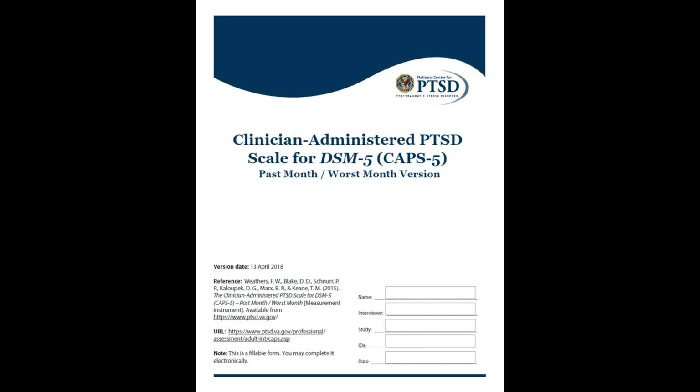Also, as mentioned initially, there are 3 versions of the CAPS-5 corresponding to different time periods: the past week version, the past month version, and the past month or worst month version. The past month or worst month version, which we are using today, can be used to assess the severity of PTSD symptoms for any 30-day period over the course of the participant's lifetime, during which his or her symptoms were the worst. This version is the best for establishing a lifetime PTSD diagnosis. You can also, by using this version, determine whether or not they have a current diagnosis if they reported that the symptoms were also active the past 30 days.